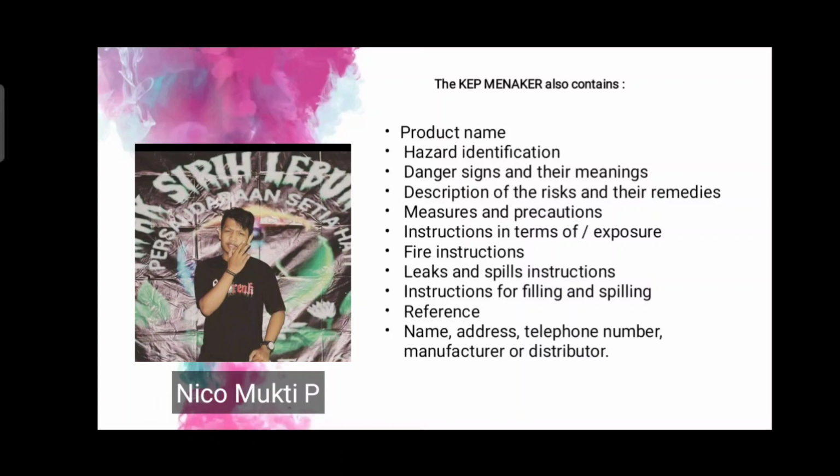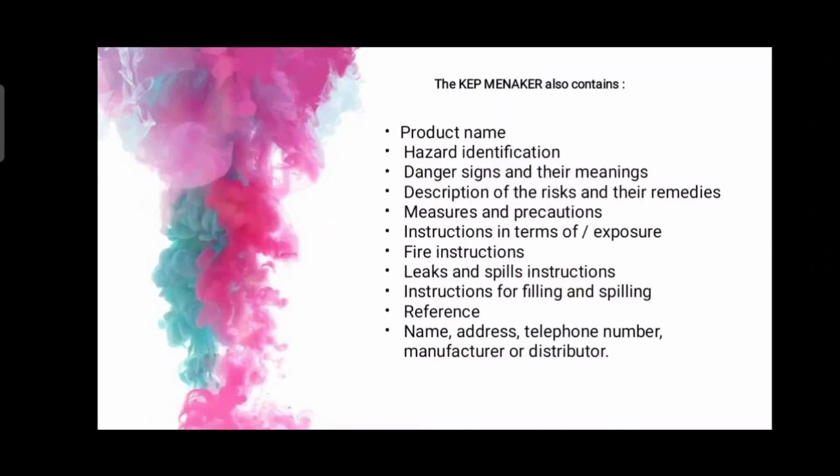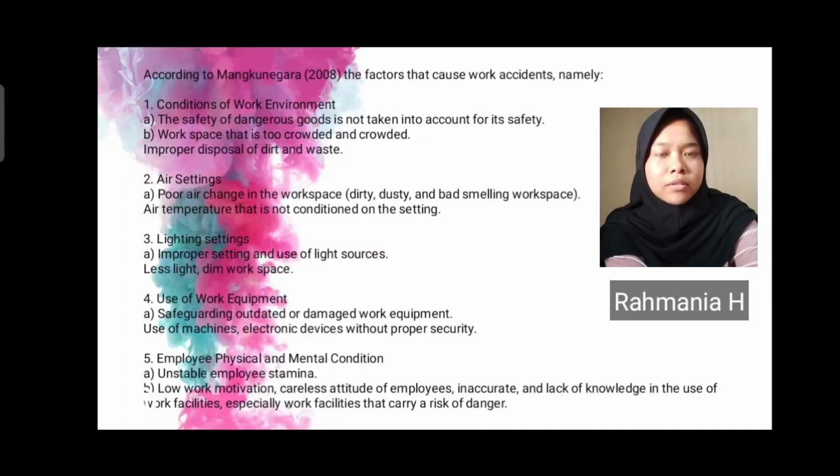The MSDS also contains product names, hazard identification, diagnostic and symptoms, description of the risk and their countermeasures, precaution measures, instructions in case of exposure, fire instructions, leaks and spill instructions, storage and handling, and the name, address and phone number of the manufacturer.